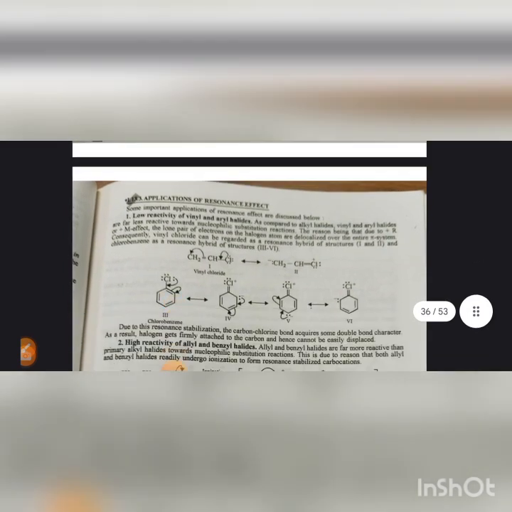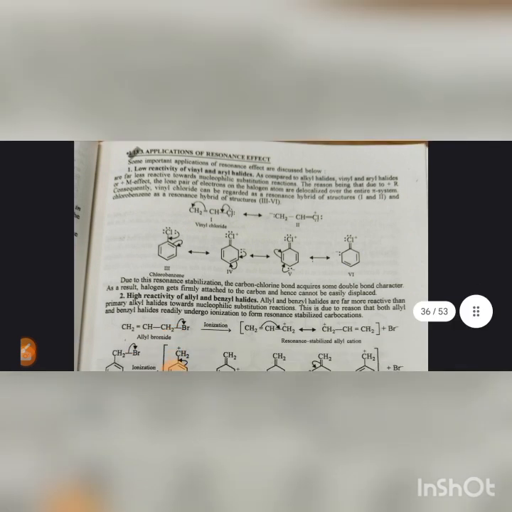Now we will discuss the applications of the resonance effect. First, low reactivity of vinyl and aryl halides. As compared to alkyl halides, vinyl and aryl halides are far less reactive towards nucleophilic substitution reactions. The reason is that due to the plus R or plus M effect, the lone pair of electrons on the halogen atoms are delocalized over the entire pi system.